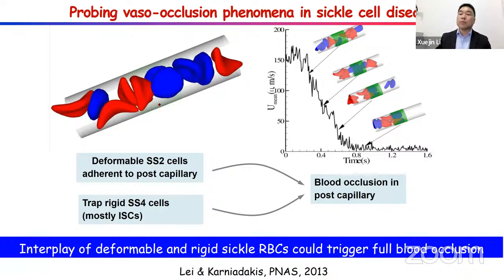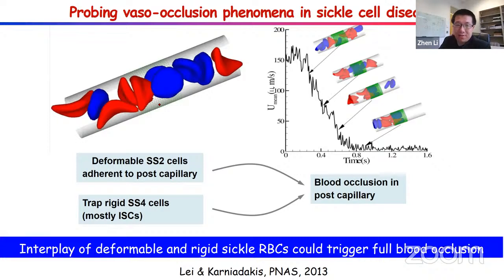And the healthy red blood cell is hard to form adhesion. Only the deformable sickle cells are adherent to blood vessel walls. For the healthy cells, it's hard. So there's no adhesion between the healthy red blood cell and the blood vessel walls. So for the vaso-occlusion phenomenon, what about the bigger cells?